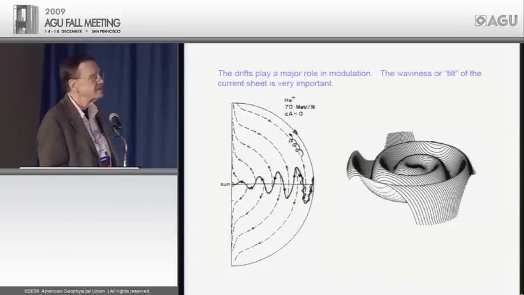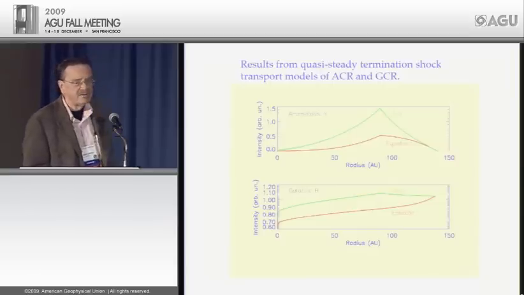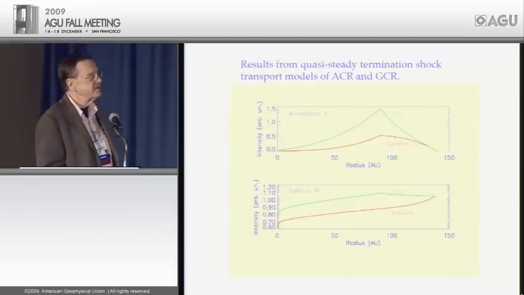Next slide. So we can solve Parker's transport equation. There are a number of very sophisticated solutions to this. This is one of the simpler ones. This was just done a few years ago with a code that I own. I've shown the anomalous cosmic rays just for contrast.